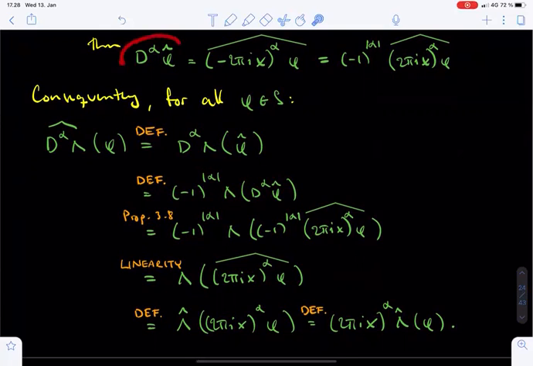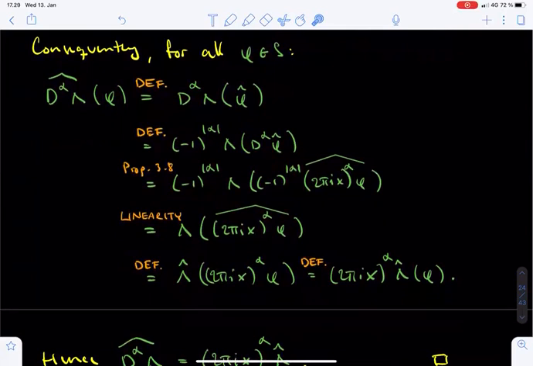To proceed from here, we apply the formula for Schwarz functions we discussed just above. The alpha derivative of hat phi equals the Fourier transform of the function phi times (2 pi i x)^alpha, multiplied by the constant (-1)^|alpha|. Next, we use the linearity of the tempered distribution lambda to move the factor (-1)^|alpha| inside the distribution, where it cancels out with the same constant. So we are left with lambda evaluated at the Fourier transform of phi times (2 pi i x)^alpha.